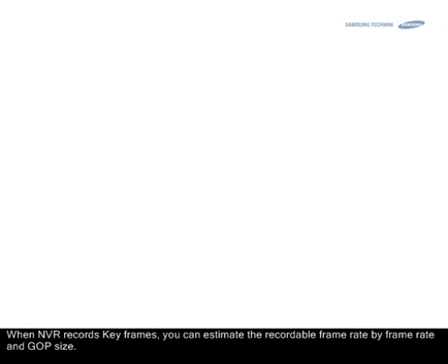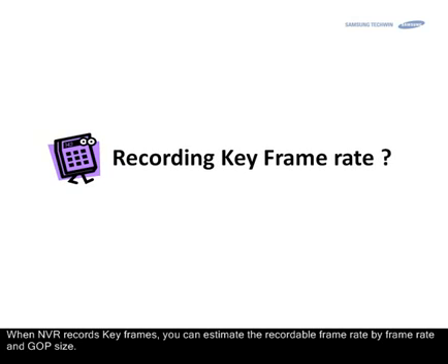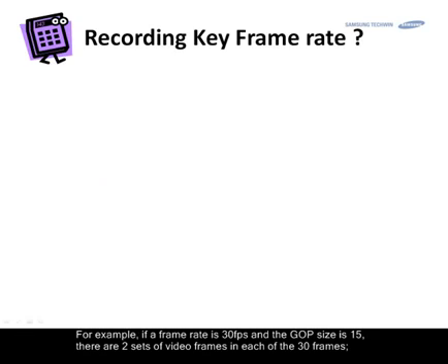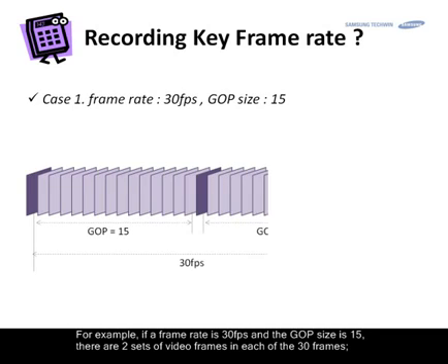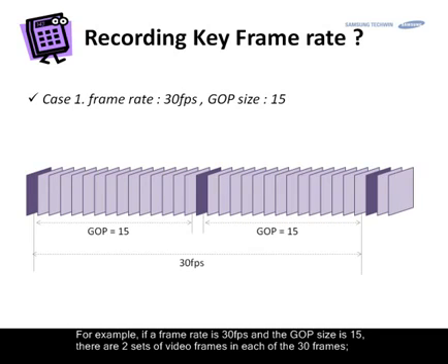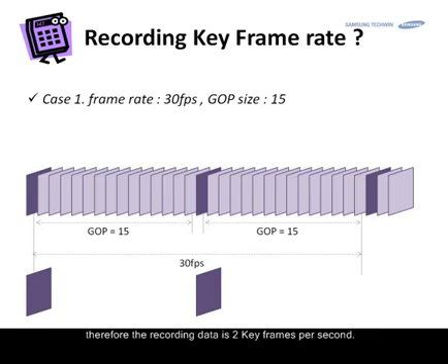When the NVR records keyframes, you can estimate the recordable frame rate from the frame rate and GOP size. For example, if the frame rate is 30 frames per second and the GOP size is 15, there are two sets of video frames in each of the 30 frames. Therefore, the recording data is 2 keyframes per second.